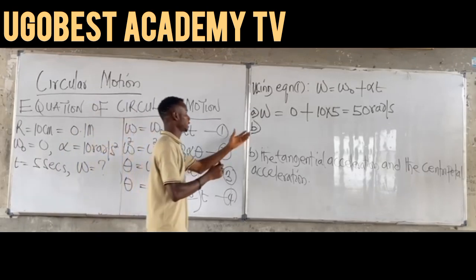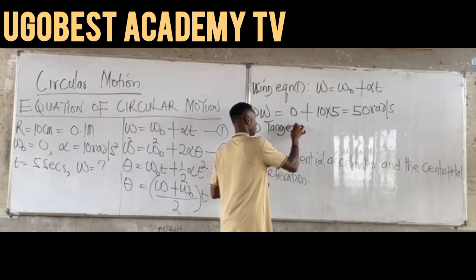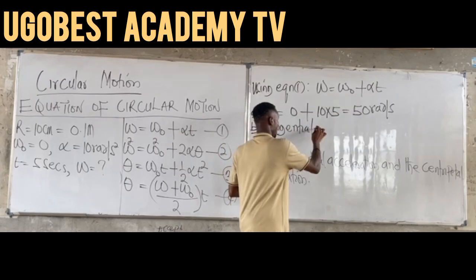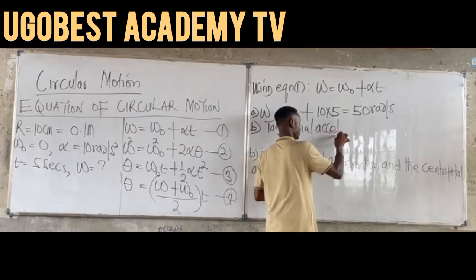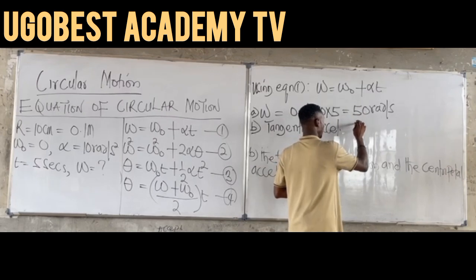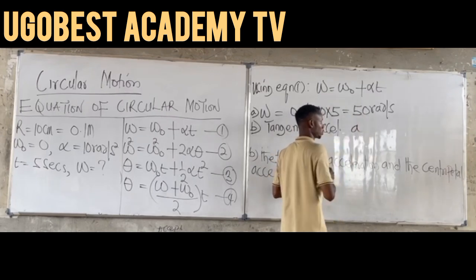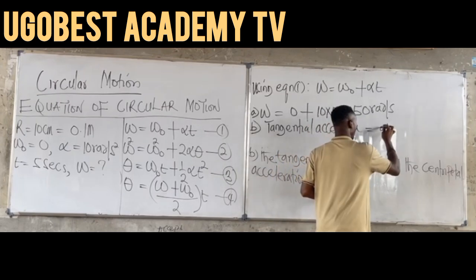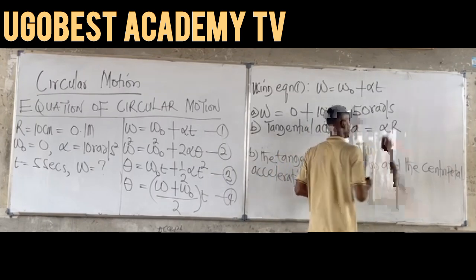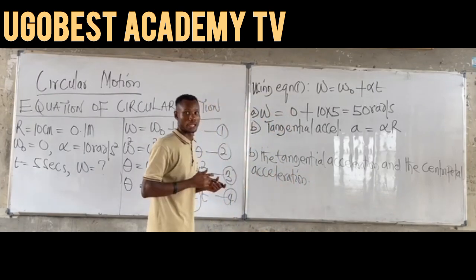Okay, now let's start to solve B. Letter B, tangential acceleration. Now we use A to represent tangential acceleration, sorry for this. We equal to alpha of what? R.